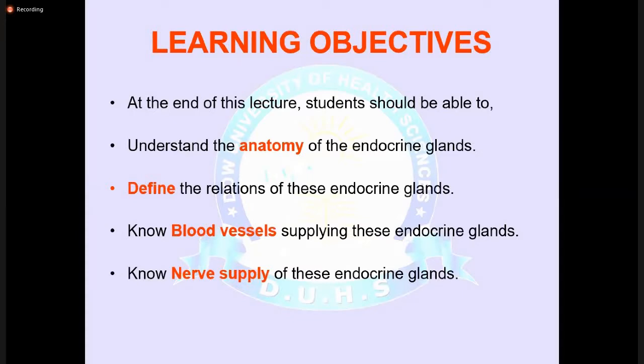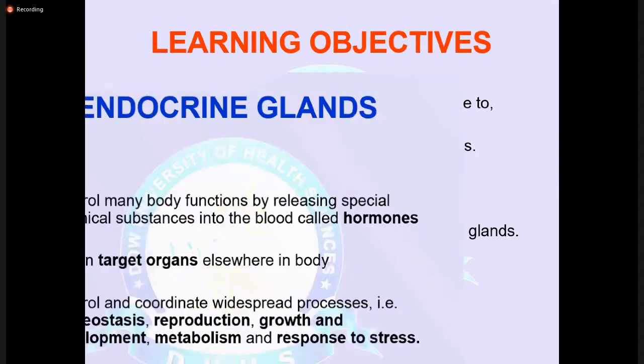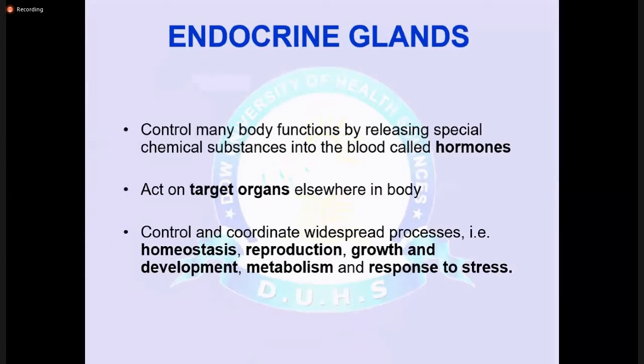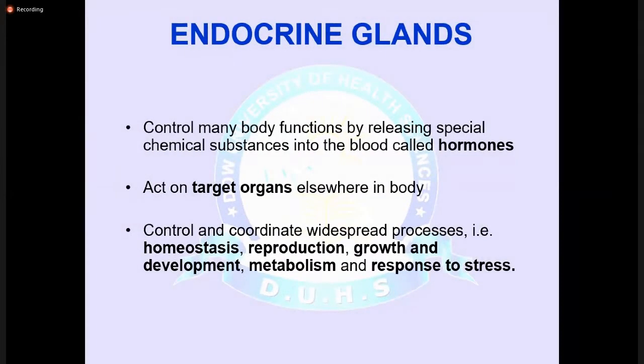Basically, the endocrine glands are the glands which have a role in controlling the release of chemical substances known as hormones in the body, and their function is to act on the target organs. The endocrine glands are ductless glands, their secretions enter the body, and then they act on faraway organs of the body.